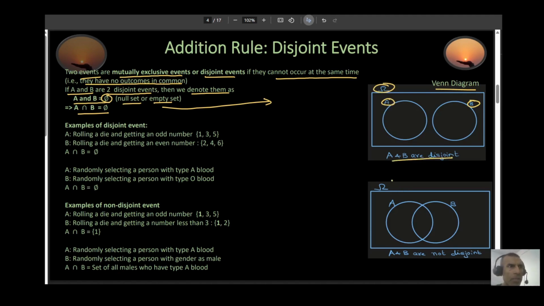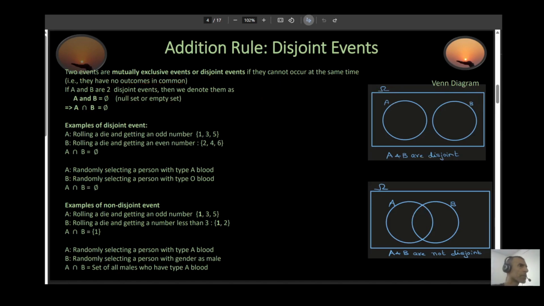In this particular instance right here, this is my sample space, and my A and B are not disjoint. They do have some elements in common. Okay, so let's understand this through some examples. Let's take a look at an example of disjoint events first.